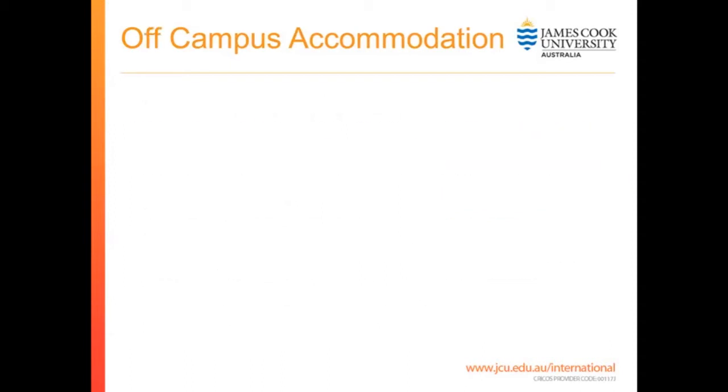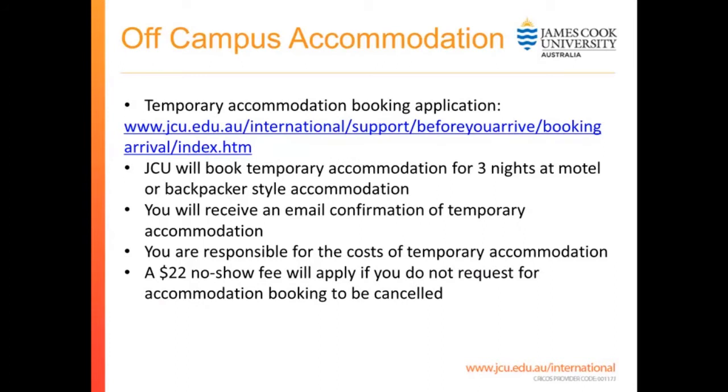If you're not intending to stay on campus, you will need to arrange temporary accommodation while you find permanent accommodation. You can do this yourself, or we can book your temporary accommodation for you for 3 nights at a local backpacker hostel or motel. If you'd like us to book your accommodation for you, you'll need to complete the online booking form at least 2 weeks prior to your arrival in Australia. Please be aware that you are responsible for all of the costs of your accommodation. There is a $22 no-show fee if you apply for accommodation but do not use that accommodation.